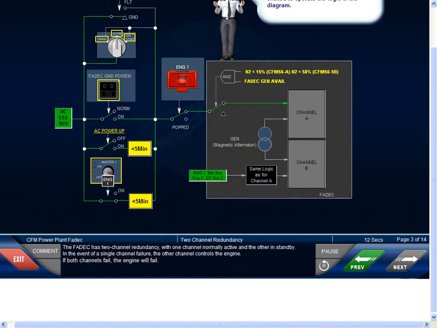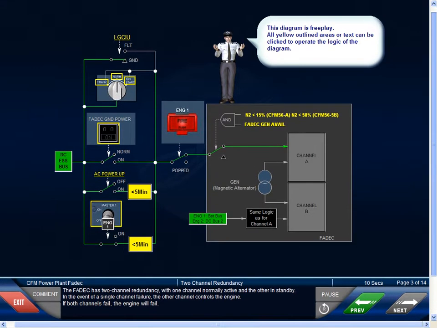The FADEC has two-channel redundancy, with one channel normally active and the other in standby. In the event of a single channel failure, the other channel controls the engine. If both channels fail, the engine will fail.